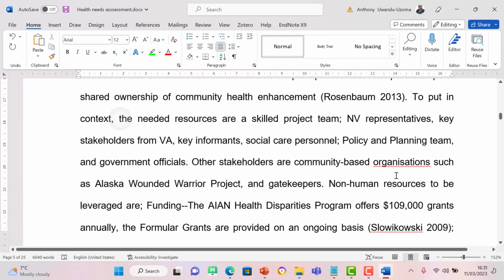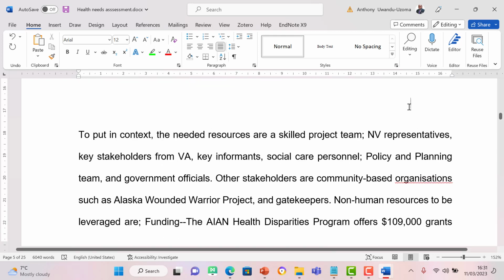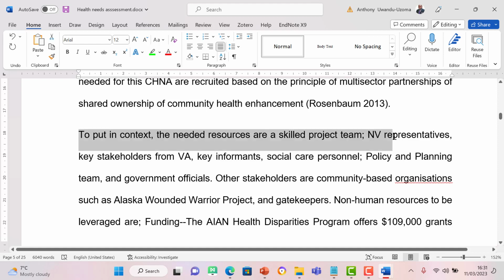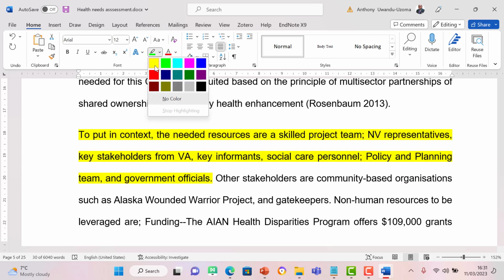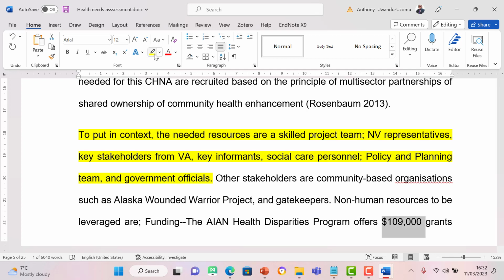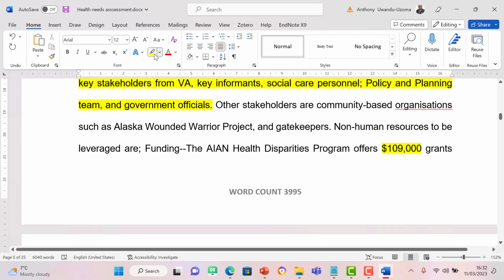Okay. So now, like I told you, you have to identify the resources that are needed. So here, I'm seeing those resources. I'll likely put it in a new paragraph. So you can see the resources that the author listed. All right. Those are the stakeholders. And then there was also a budget. All right. Very, very important.